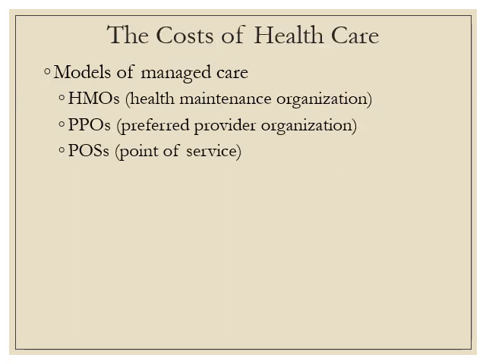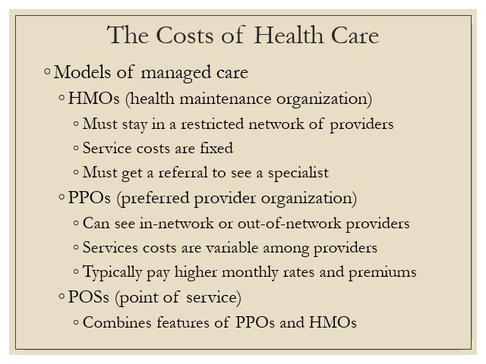There are a few models of managed care systems. The primary models are HMOs and PPOs, and then there are some hybrids and offshoots of these. In an HMO, which is a health maintenance organization, a patient must stay in a restricted network of providers. This is a major complaint that a lot of people have about HMOs, that you can only go to certain providers. Service costs are fixed, and you have to get a referral to see a specialist. So in an HMO, you have a PCP, a primary care physician, and you have to stick with that one PCP, and you have to get a referral from that PCP if you need specialist care.